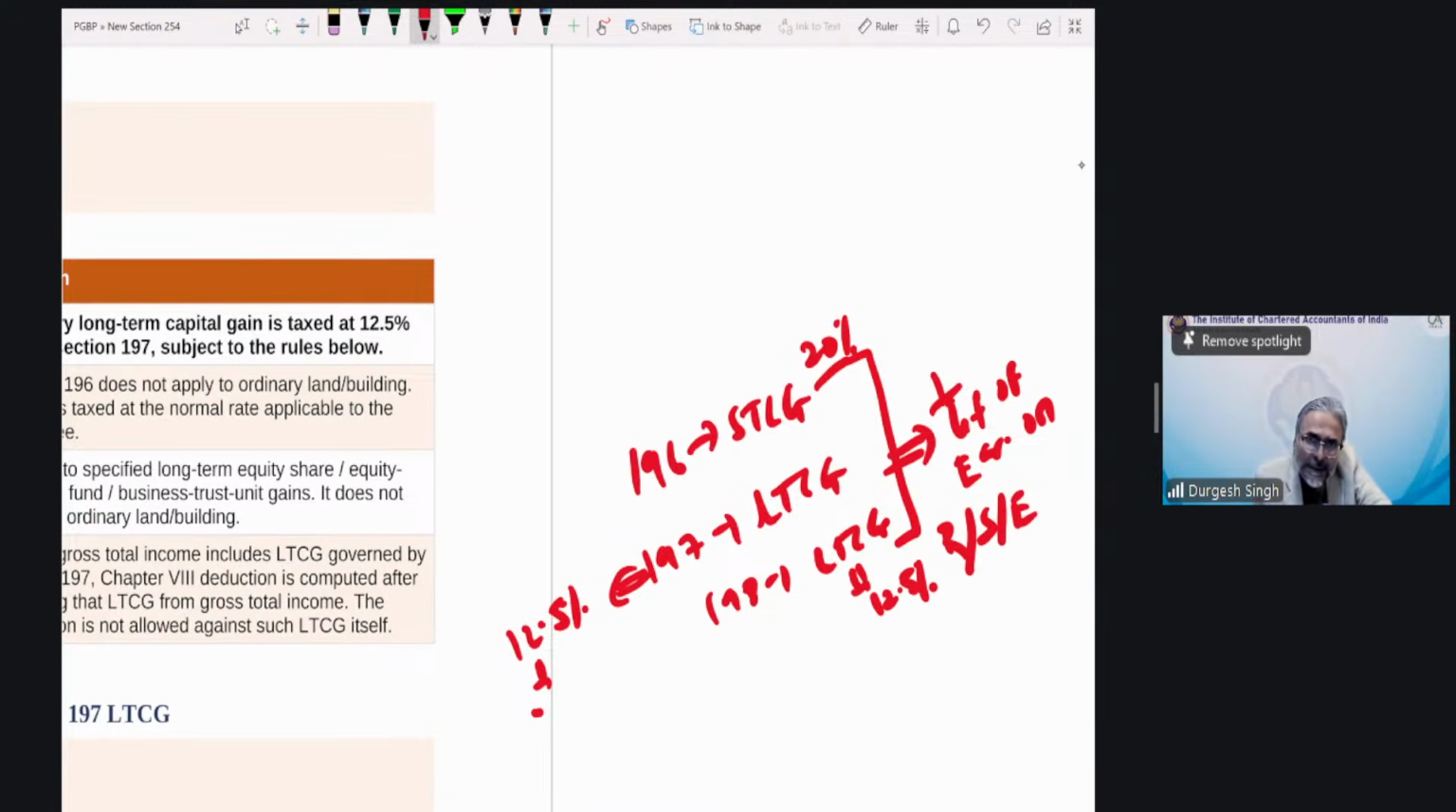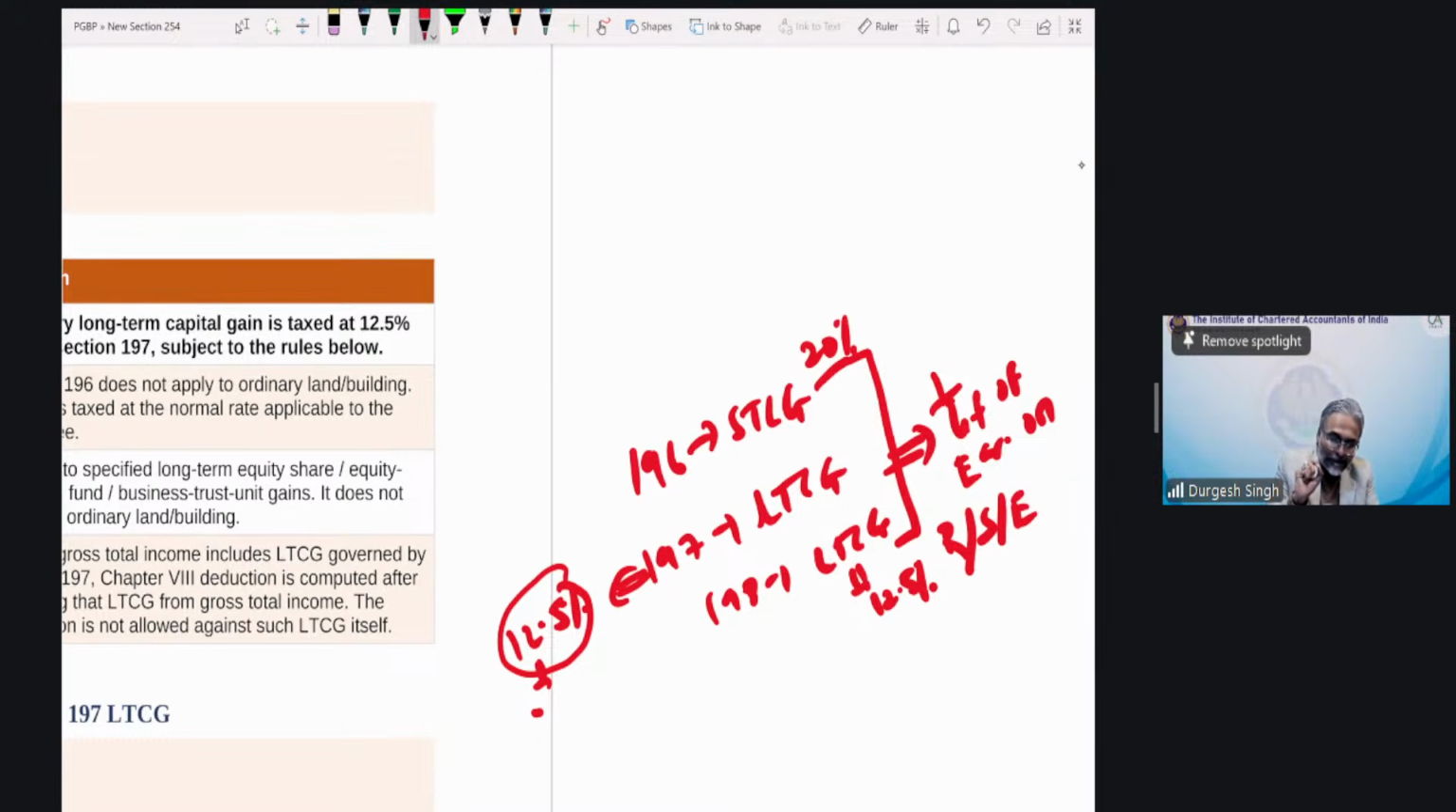But if the real estate is a long-term capital asset, resulting in long-term capital gains, in that particular case, students, what is the rate? Rate would be under section 197, 12.5%. I hope that this point is well taken by all of you students.